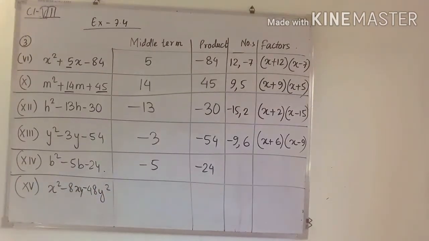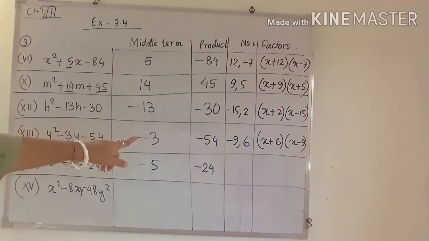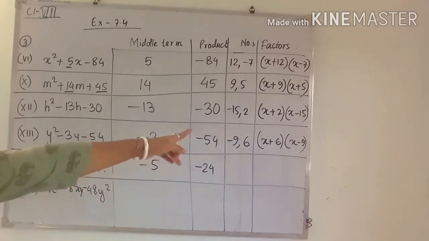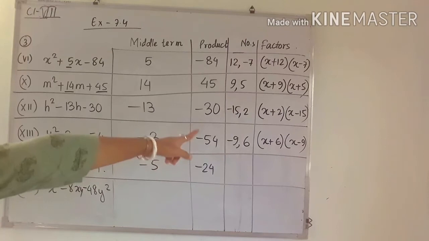So see the next one. Next, the middle term is minus 3 and the product is minus 54. So I have written, see, 54, when you factorize you will get 9 into 6, 9 6s are 54. And when we subtract, or you can take minus 9, minus 9 plus 6.